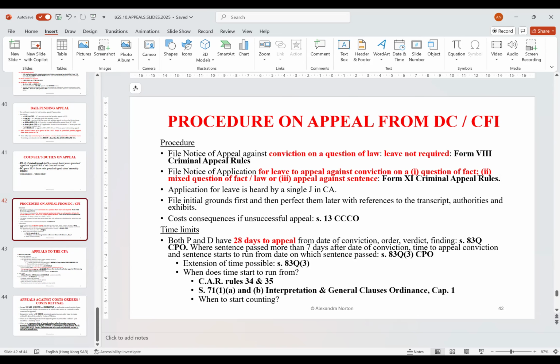I'm just pausing for a second because I got a message that my connection was a bit unstable. So just to recap, I was saying he's convicted on November the 1st, but he's sentenced on November the 10th. That means the 28 days to appeal starts to run from November the 10th because sentence has passed more than 7 days after conviction. And remember that that could very commonly be the case where the court has adjourned sentencing to call for pre-sentencing reports. You can get an extension of time on that 28 days.